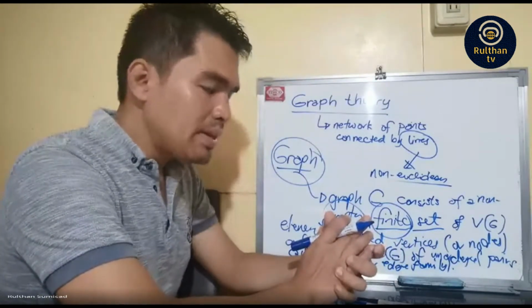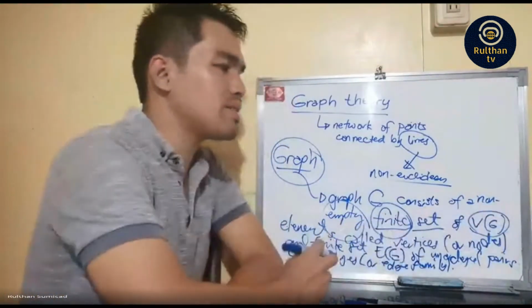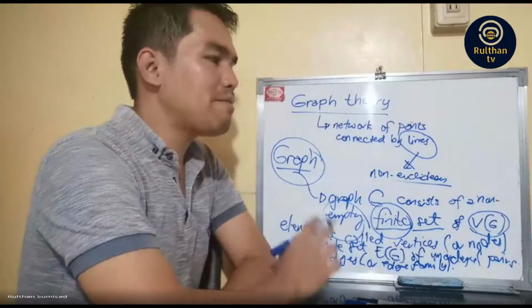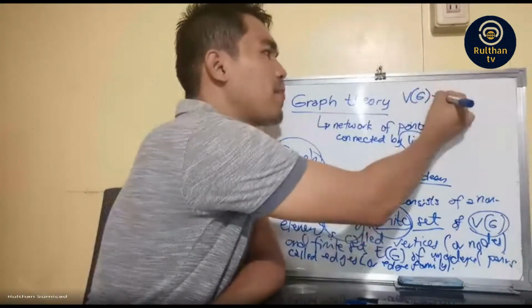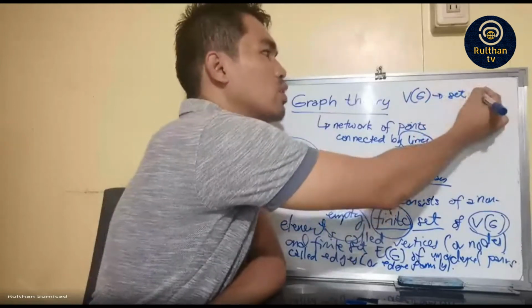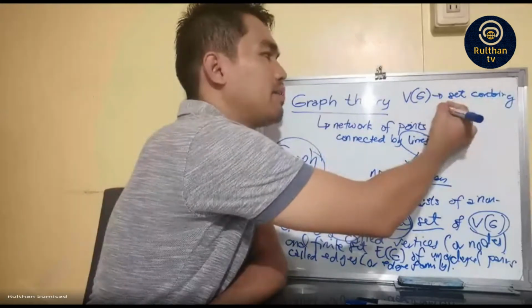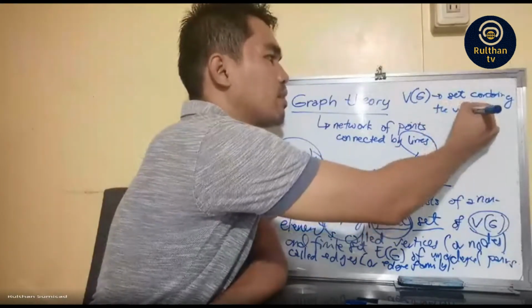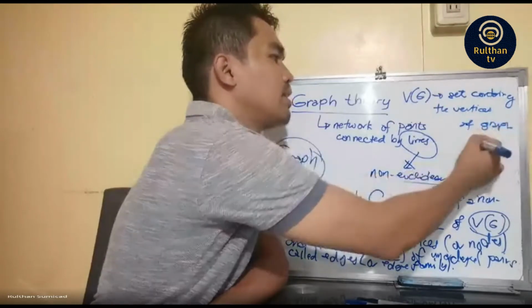So the vertex set for graph G is denoted by this notation, V of G. Whenever we encounter this notation, V of G, it implies the set containing the vertices of graph G.